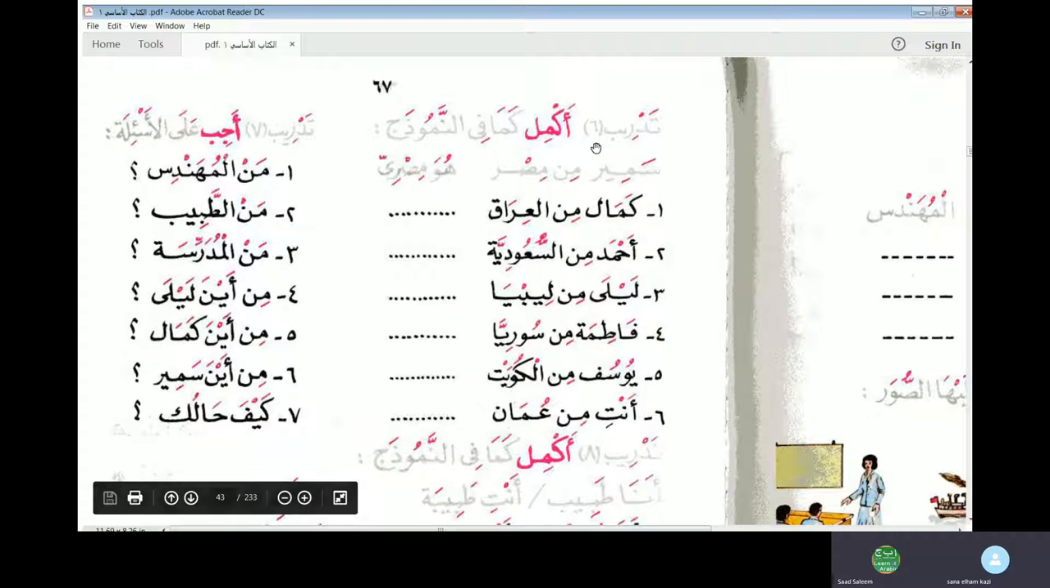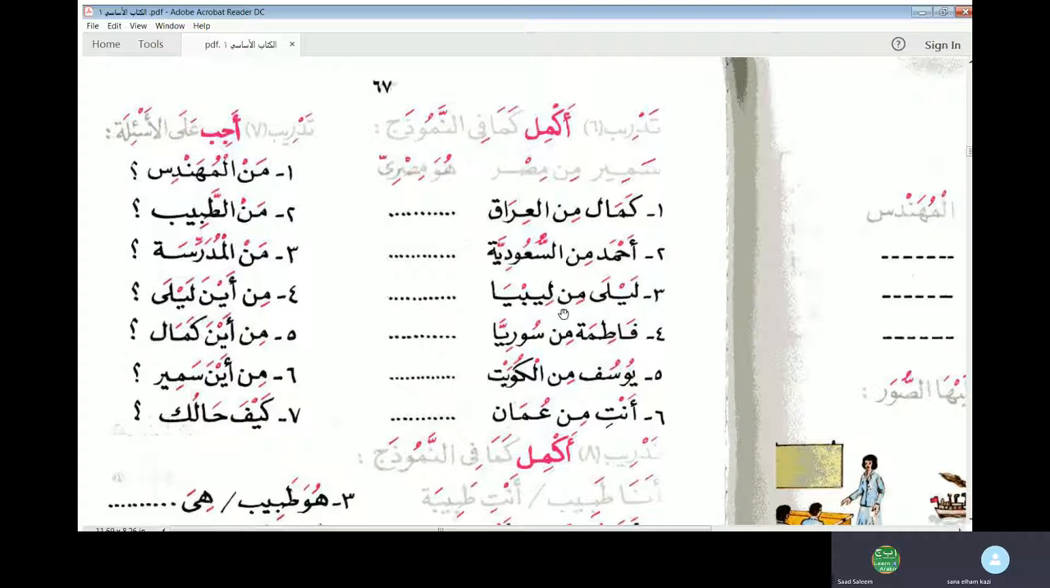Exercise six: complete like the example. Samir من مصر. Samir is from Egypt. هو مصري. He is Egyptian. Kamal من العراق. Kamal is from Iraq. هو عراقي. He is Iraqi. Ahmad من السعودية. Ahmad is from Saudi Arabia. هو سعودي. He is Saudi.